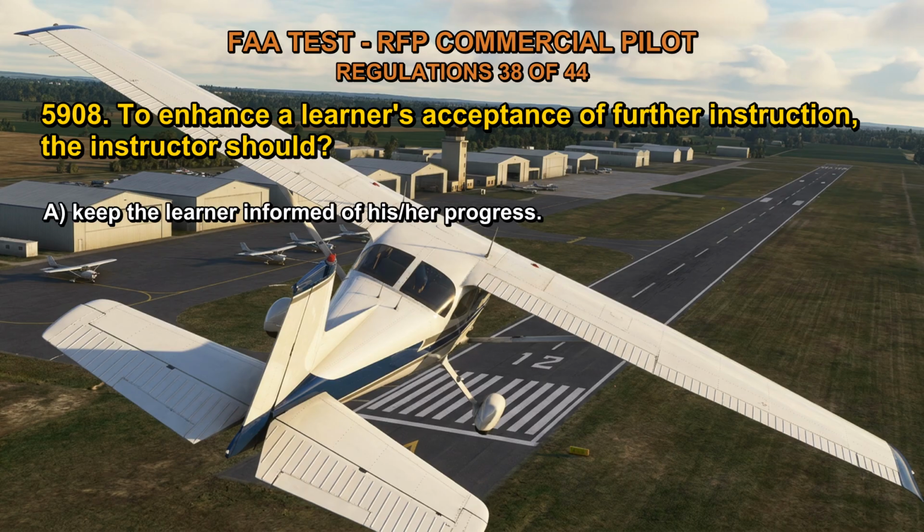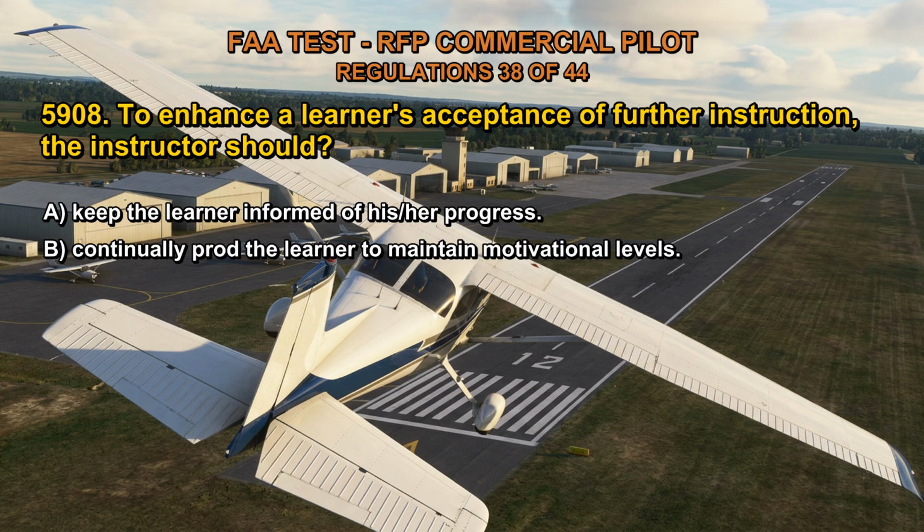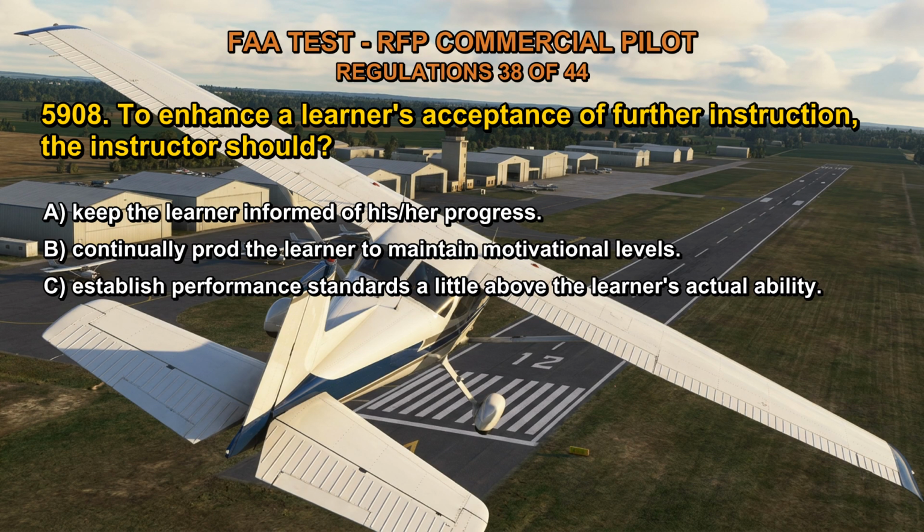5908. To enhance a learner's acceptance of further instruction, the instructor should A. Keep the learner informed of his/her progress. B. Continually prod the learner to maintain motivational levels. C. Establish performance standards a little above the learner's actual ability.